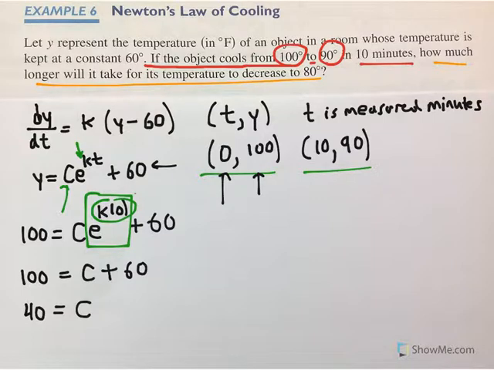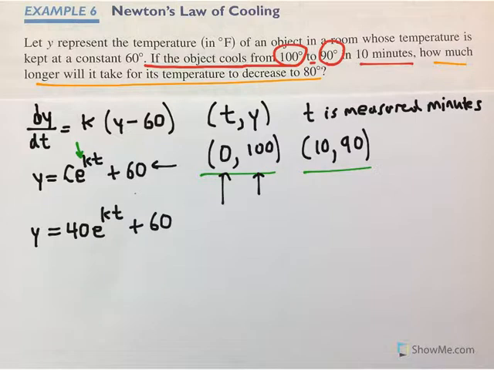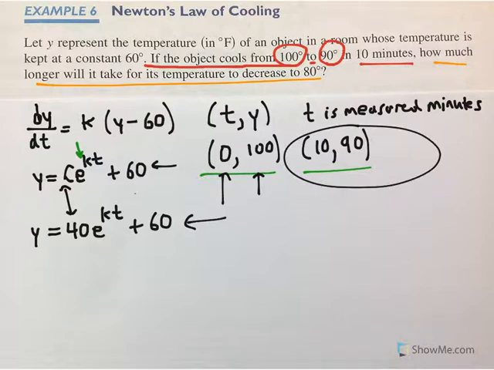Now we have to solve for k. So you'll see that I write this equation using the value that we just found for c. And now we have to solve for k. So what have we not used yet? We haven't used this piece of information. So now we're going to use that to help us find k. So I need to substitute 10 minutes for time, and 90 degrees Fahrenheit for temperature. So y represents temperature, so I write 90 is equal to 40 times e to the k times 10, or 10k, plus 60. And I will solve this equation for k, and that will tell me what k should be.